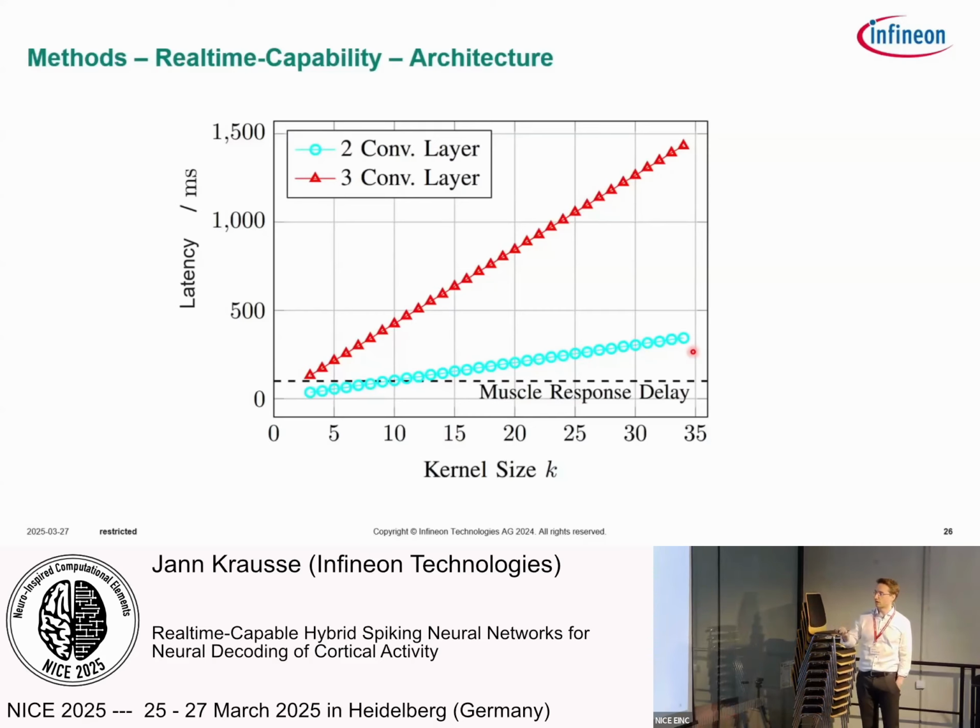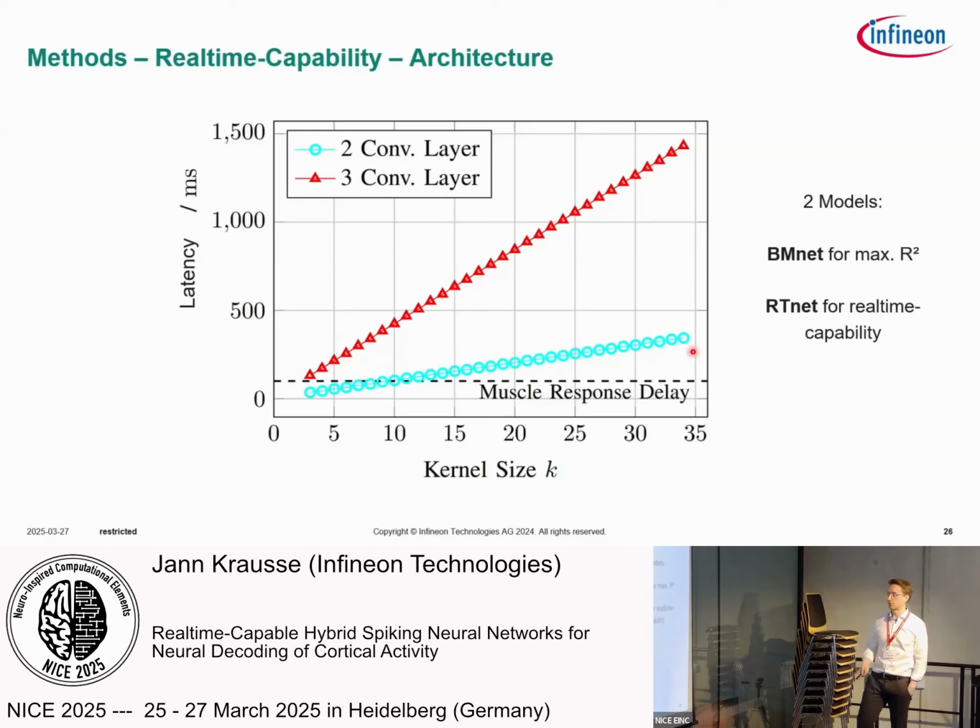And regarding this, we now have 2 models. One of them we call benchmark-net for maximum R2 accuracy. We don't consider any of this and just go for whatever architecture is best for maximum R2. And then we have a real-time net, RT-net, for real-time capability, which considers all of this.